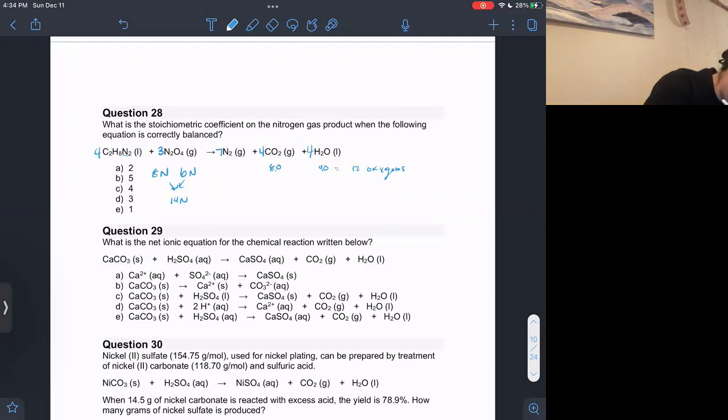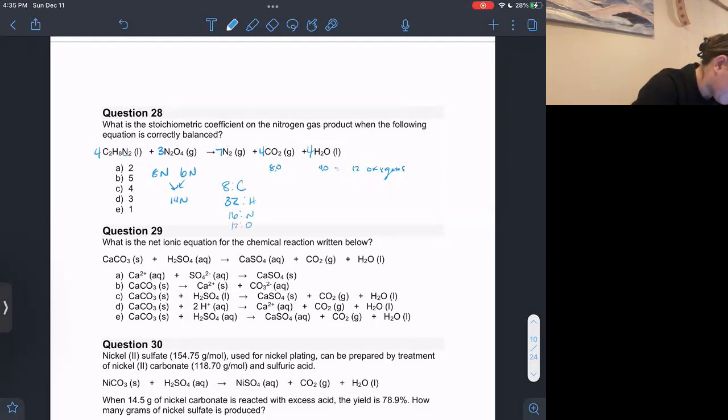So I have 8 carbons. I have 4 times 32. Oh no, am I all screwed up here? Am I all screwed up? 32 hydrogens. 16 nitrogens. No, because that just screwed up all of my 16 nitrogens. Okay, wait, let's look at this.